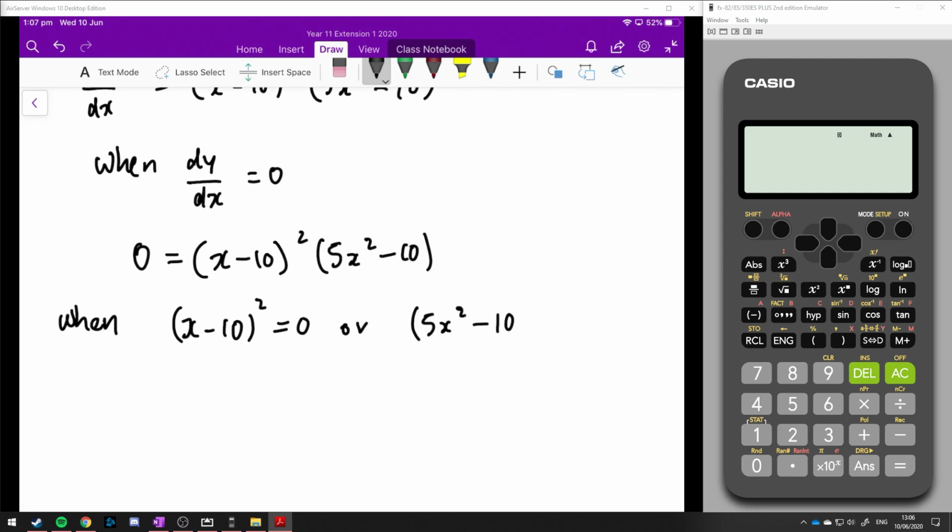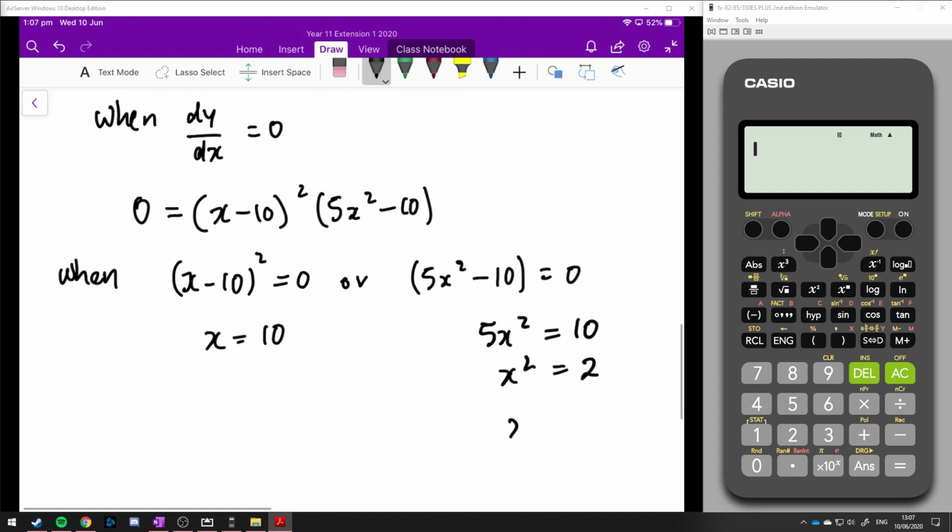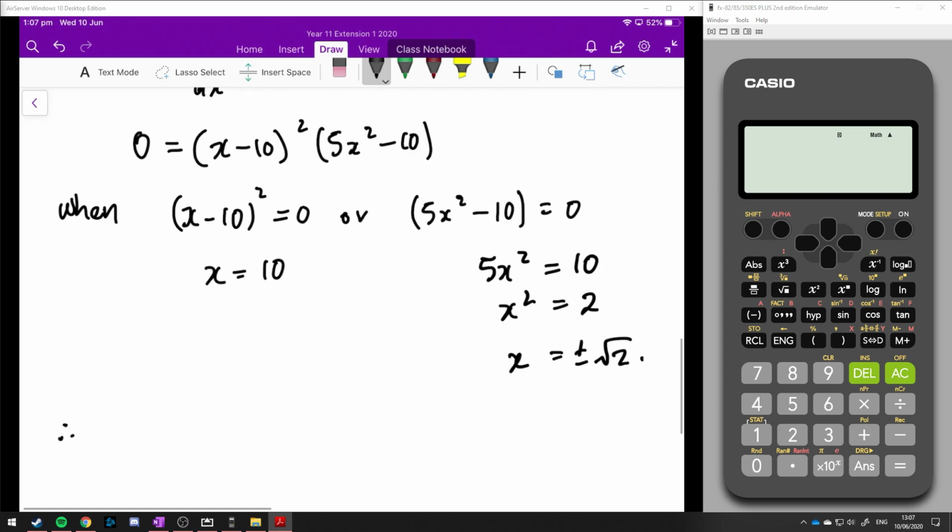5x squared minus 10 is equal to 0. Okay? So this one on the left is equal to 0 when x is equal to 10. And this one on the right is, well, let's go 5x squared is equal to 10. So x squared is equal to 2. So x is equal to plus or minus the square root of 2. So therefore, dy dx is equal to 0 when x is equal to 10, x is equal to root 2, or x is equal to negative root 2.